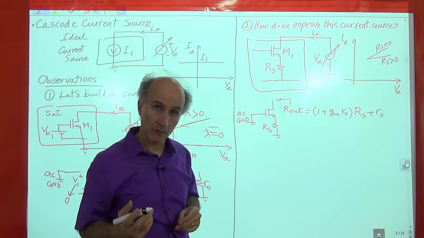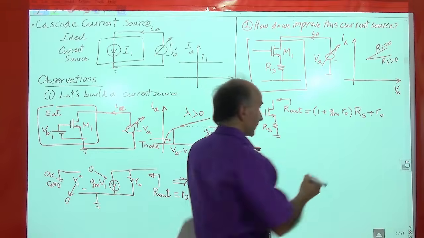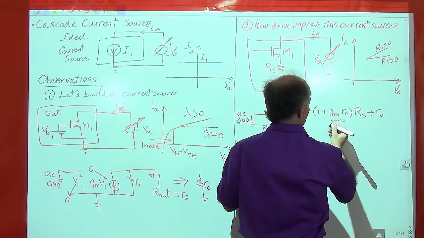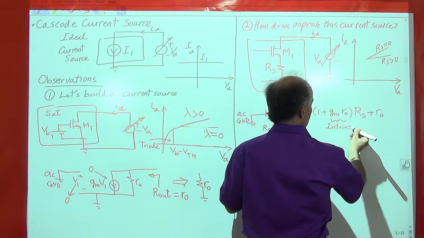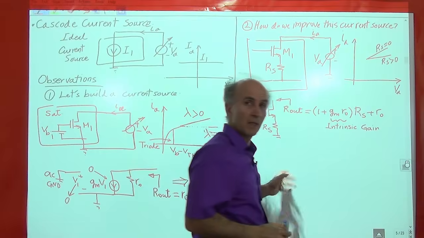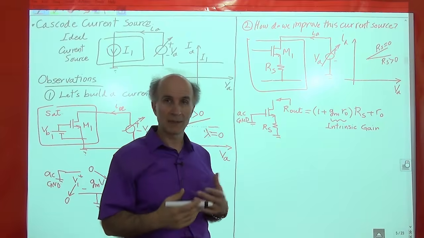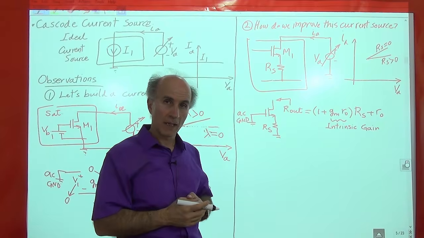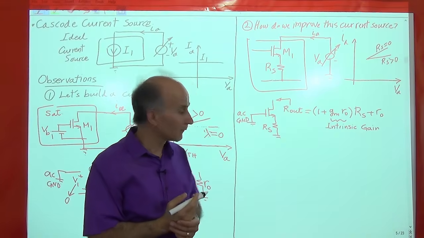You might also remember that gmRO has a name. It's good to have that name. It's called the intrinsic gain. It's just a name. It's sort of a fundamental limit to how much gain we can get from one transistor. And gmRO is in the range of 5 to 10 these days.